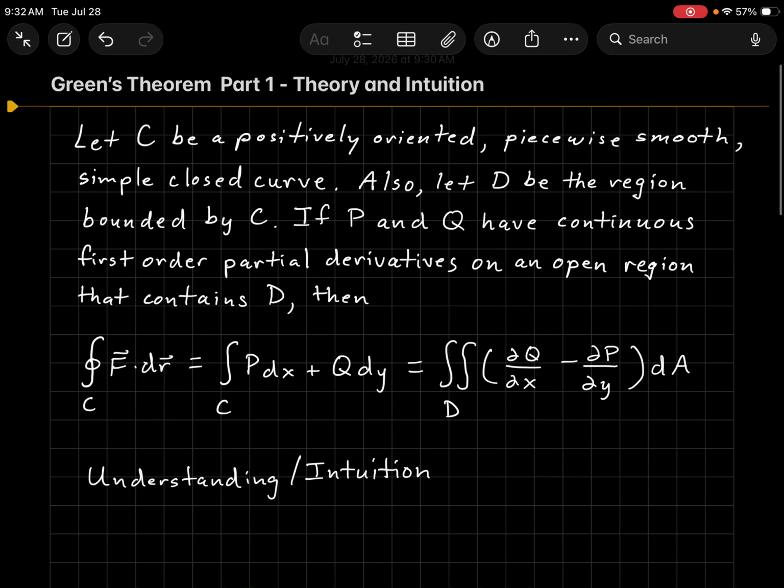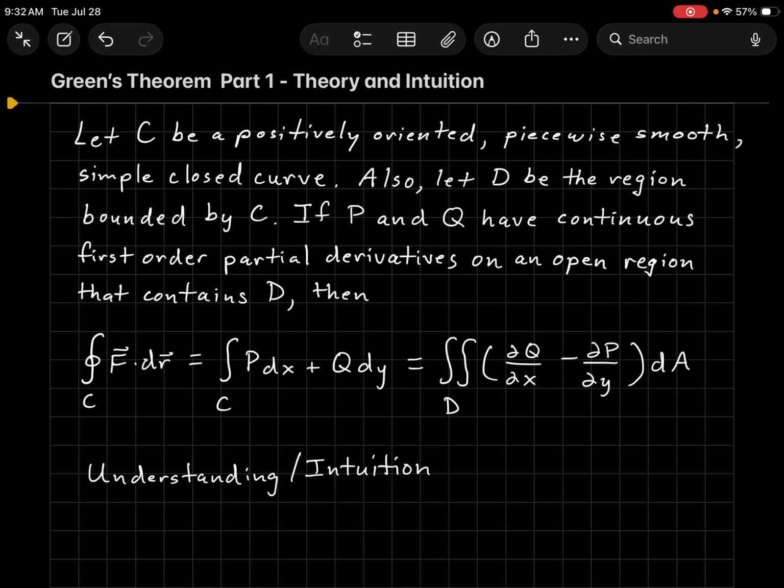So consider C, which is a positively oriented, piecewise smooth, simple closed curve. Those are our conditions. At least some of them. Don't get hung up on them too strongly. The one I'm going to concentrate on is closed curve. But also let D be the region bounded by C.